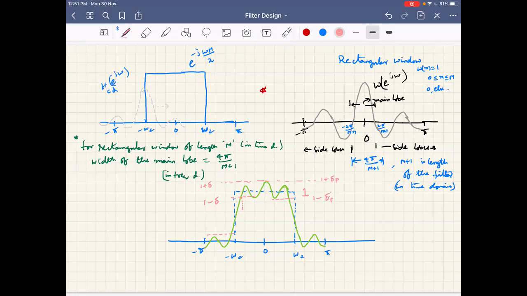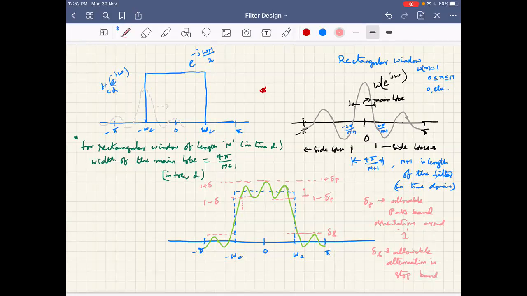1 plus delta p. So, delta p is allowable pass band attenuation or oscillations around 1, like around h of e power j omega, h desired e power j omega. Similarly, we should be able to allow delta s. Delta s is allowable attenuation in stop band.